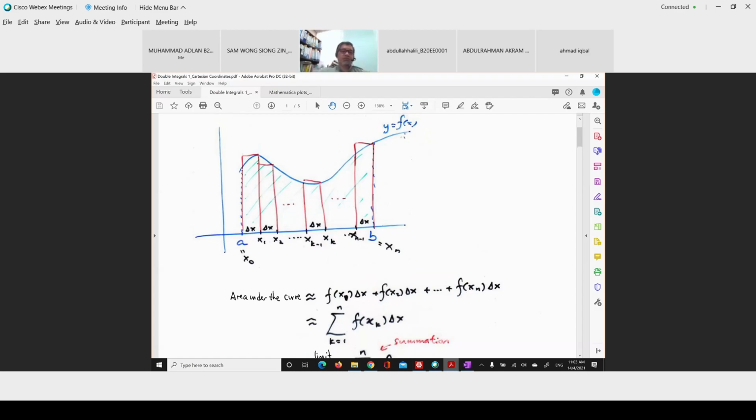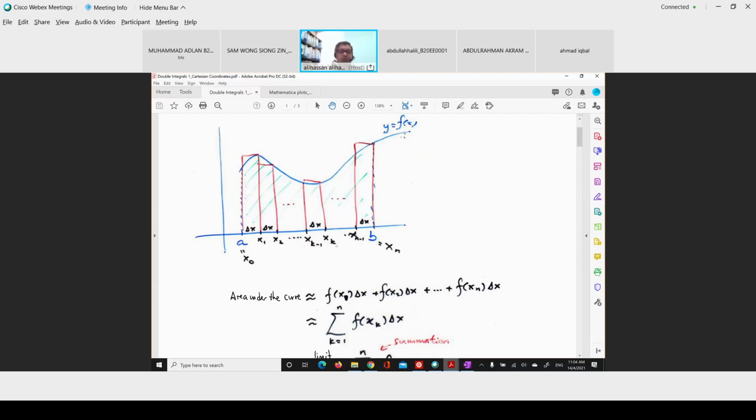For example, we have a curve y equal to f of x. What is the area under the curve, the blue curve, over the interval a to b, x between a to b? We know how to find the exact area of a rectangle, of a circle, parallelogram. But given a curve y equal to f of x, how do you find the actual area under the curve?